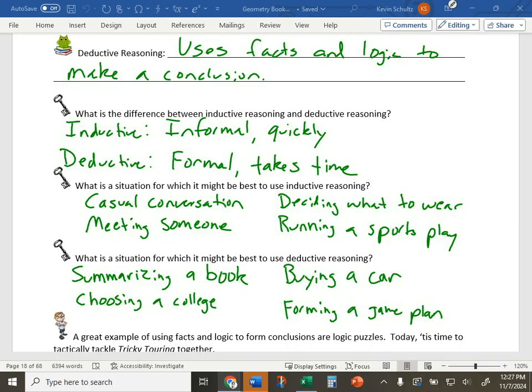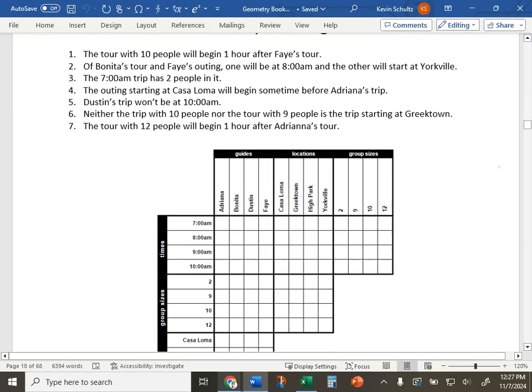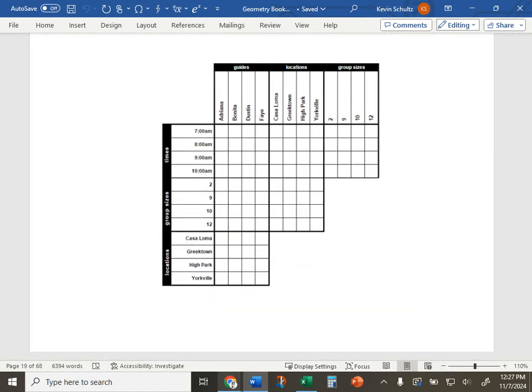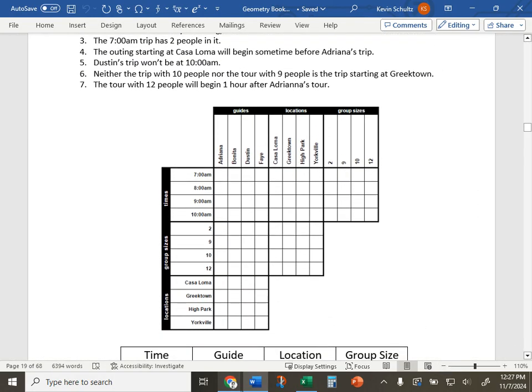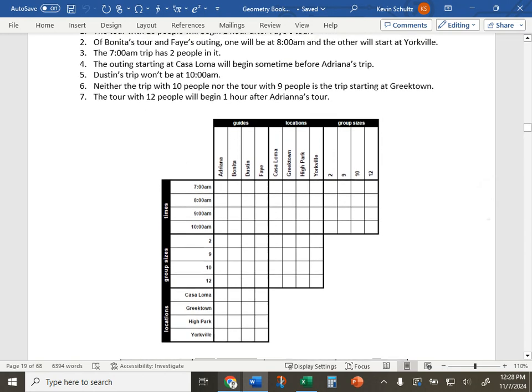Tricky touring is a logic puzzle you will see on the second page of your packet. Schultz, it's the first time for everything. I can fail this. Right? I love these. Oh, is this a crossword? Not a crossword, no. It's seventh grade. That's what we do on the math. It's what you do on the math packet.